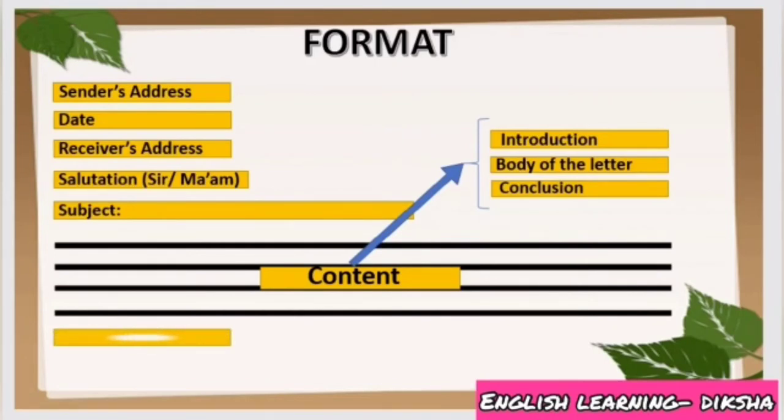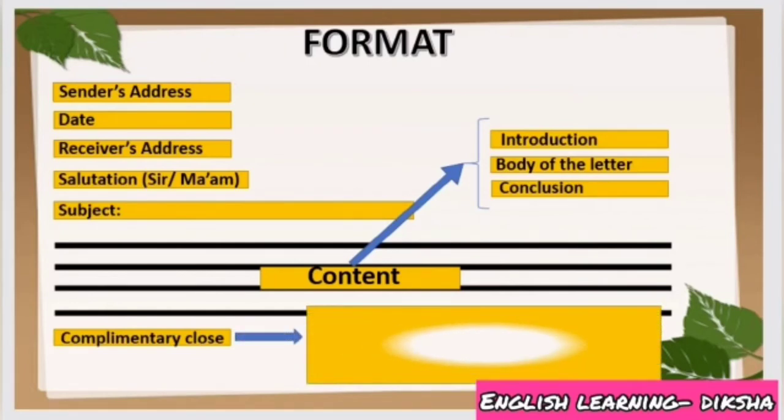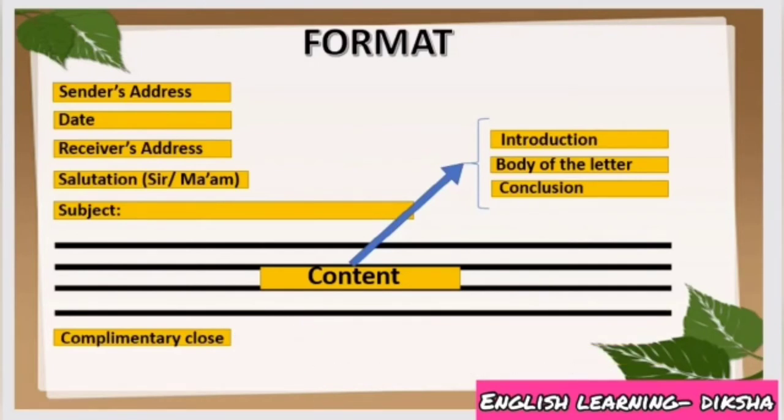Then leave one line and write complimentary closing, thanking you. And after leaving one line, write yours truly or yours obediently or yours sincerely. And in the end, write the sender's name. Now look at the solved example of formal letter.